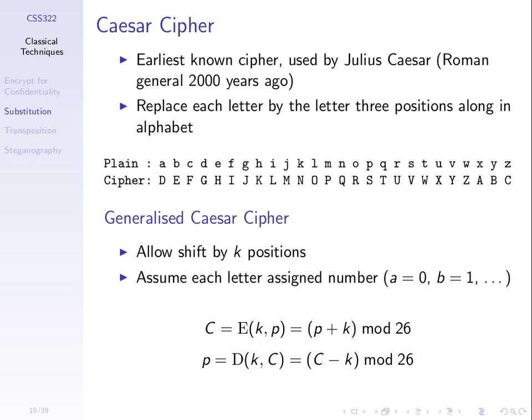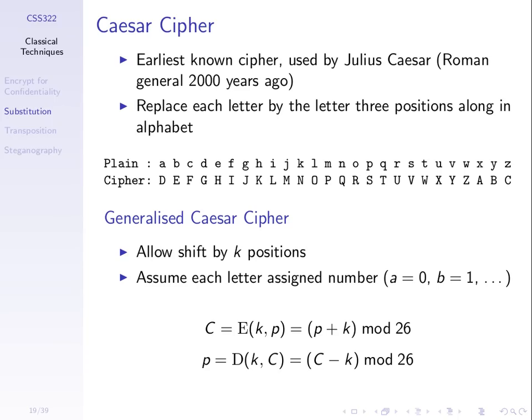So let's do the first example, the Caesar cipher. It's the earliest known cipher, used about 2,000 years ago. The simple version is we start with a set of characters, our plain text, from a particular character set. In this case, the character set is the set of 26 lowercase English letters. And we take the first letter of the plain text and we replace it with another letter from the character set where the rule is shift three positions to the right.